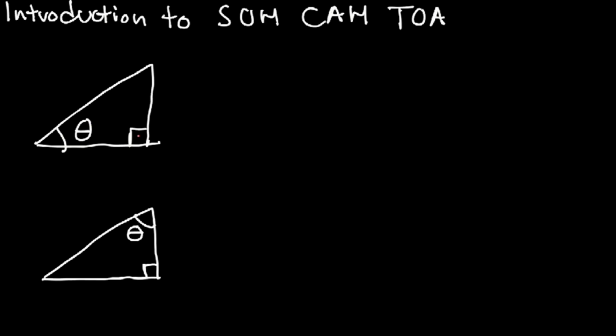Usually I start off with denoting what the hypotenuse is. The hypotenuse is always opposite of 90 degrees. Then I would go for the opposite side, which is opposite of theta. And then we have the adjacent side, which is right next to theta.